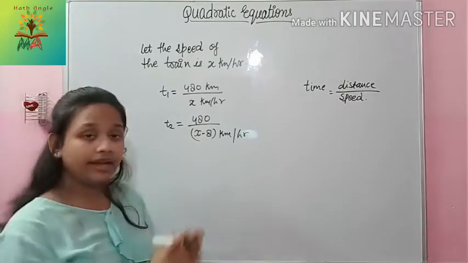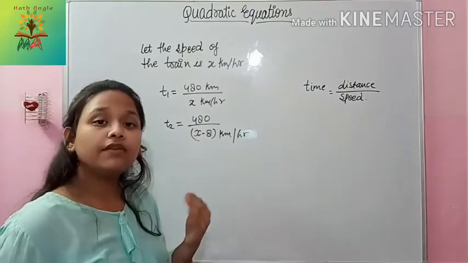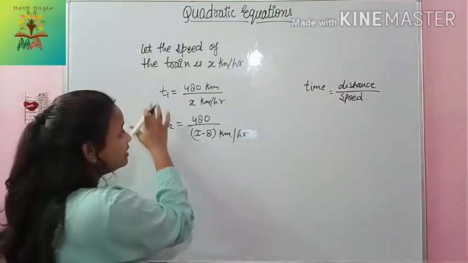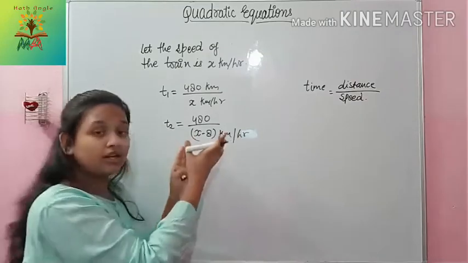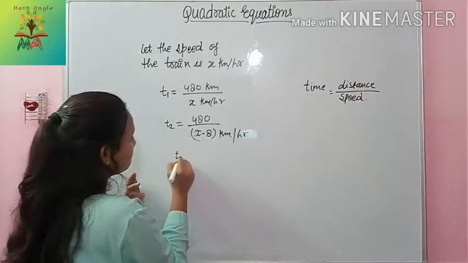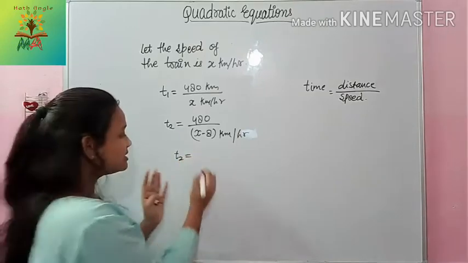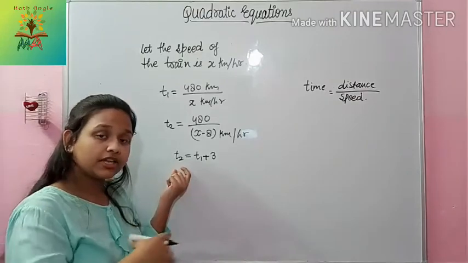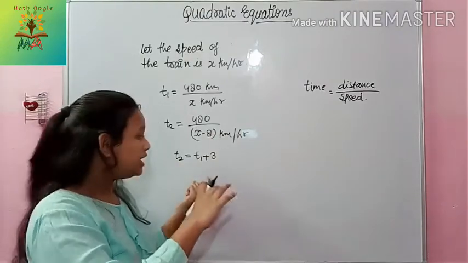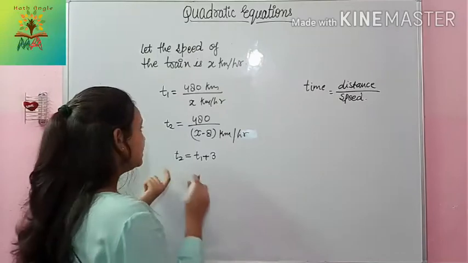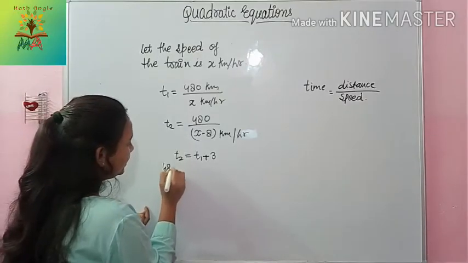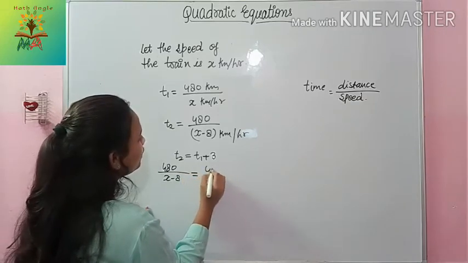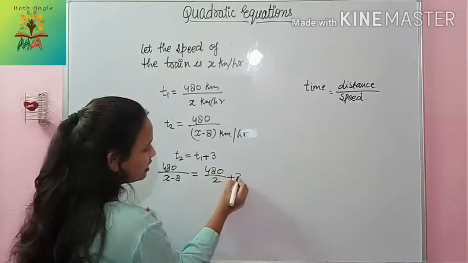Now we have to form the quadratic equation, so we will use the given condition. The question says that the second time, t2, is t1 plus 3. Now that we have reduced the speed, the train will take 3 hours extra than the original time. So on putting the values, 480 upon x minus 8 is equal to 480 upon x plus 3.